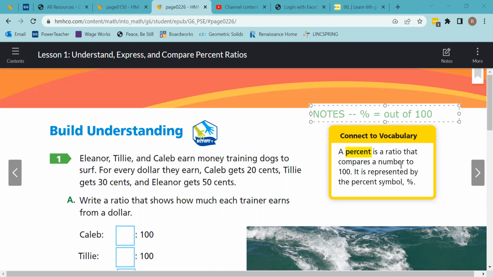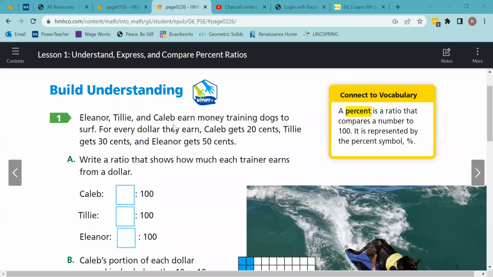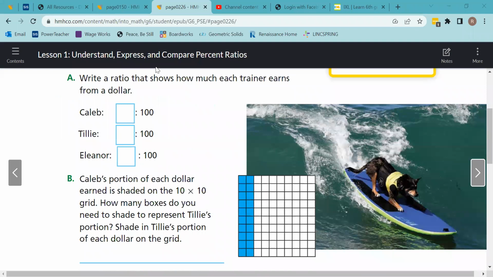You're familiar with that. Number 1: Eleanor, Tilly, and Caleb earn money training dogs to surf. For every dollar they earn, Caleb gets 20 cents, Tilly gets 30 cents, and Eleanor gets 50 cents. Write a ratio that shows how much each trainer earns from a dollar. All right, so Caleb earns 20 cents. We're going to put 20 in there.